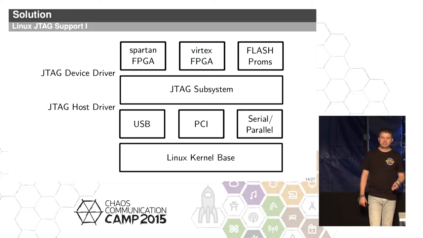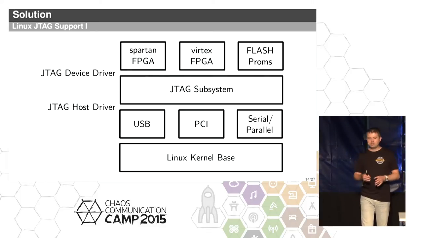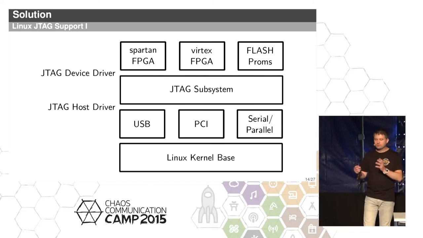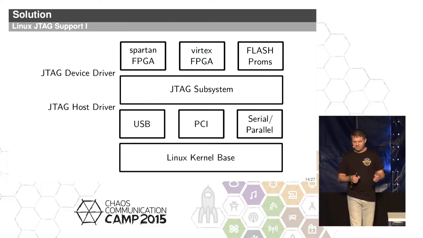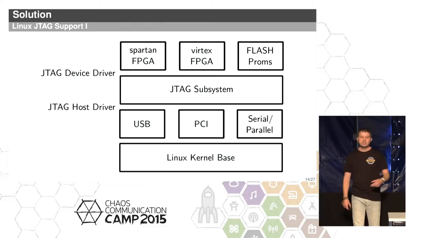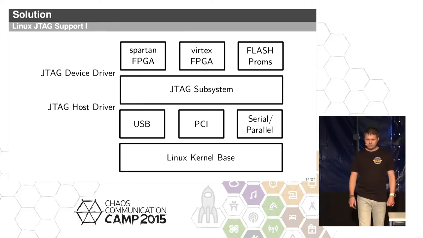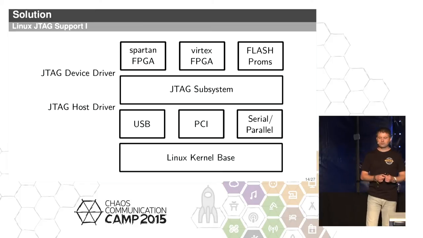Another part of my solution is that I created a Linux JTAG subsystem. Normally you have your Linux base kernel, and then you have USB, PCI, and serial drivers, and then you have USB programmers. USB programmers are the devices where you connect your FPGA, and you can configure the bitstream onto the FPGA. So I created JTAG host drivers for Digilent JTAG cables and the Xilinx programming cables, which are available. In fact, I created the Digilent host drivers, and a student of mine is creating the Xilinx host driver.